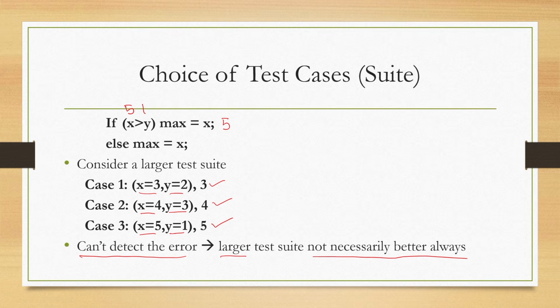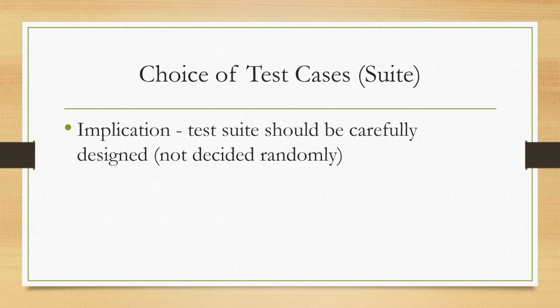So, the moral of the story is, if you do not choose your test cases carefully and create your test suit appropriately, then no matter whether the test suit is larger or not, you may not be able to identify the error. That means, you will fail in your objective of detecting errors. So, the implication is test suit should be carefully designed. It should not be decided randomly. That is the implication of this discussion.